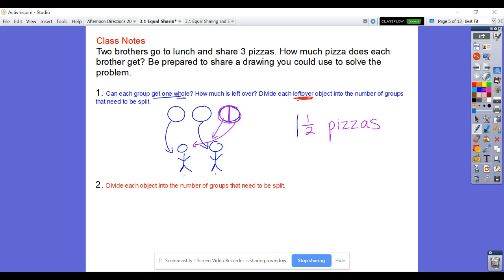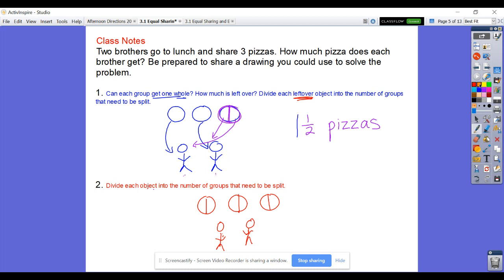Good. Another way you might solve this is by dividing each object into the number of groups it needs to be split into right from the get-go. So if I have 3 pizzas and 2 brothers, this time, instead of considering if each could get a whole, I'm just going to right away take these pizzas, and I know there are only 2 brothers, so I'm going to right away split each pizza into 2, into halves.